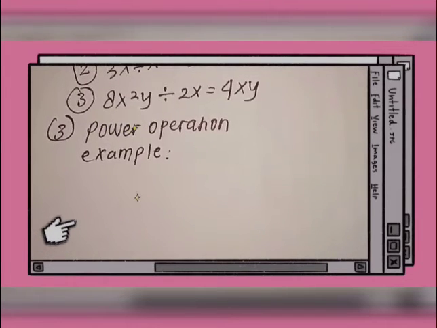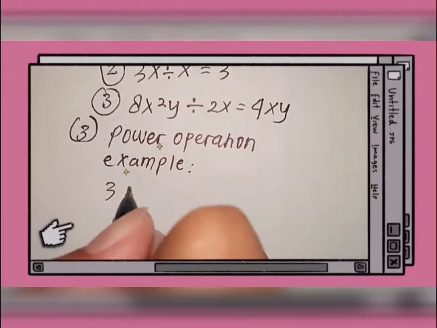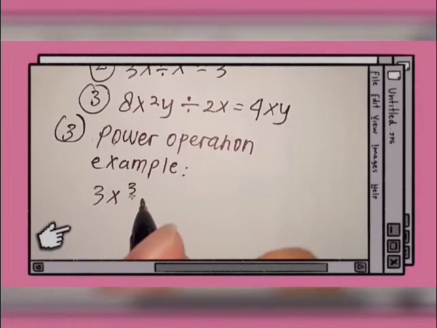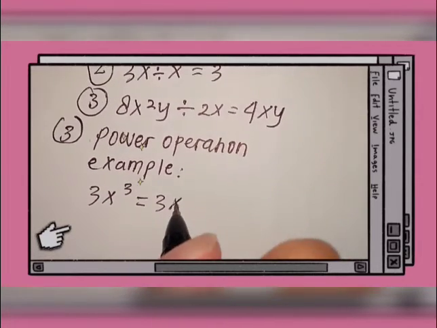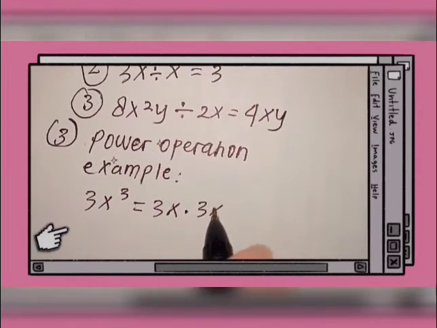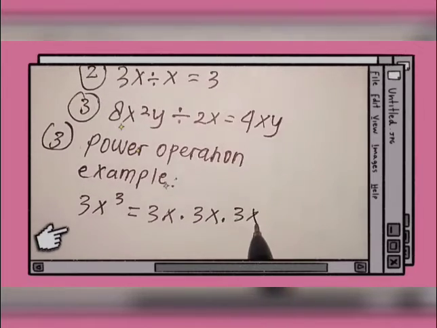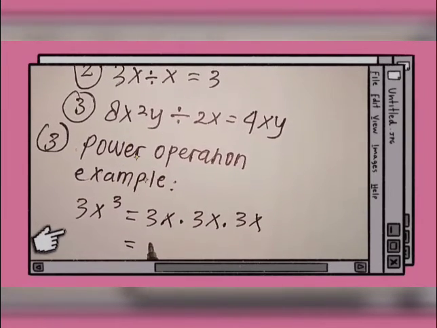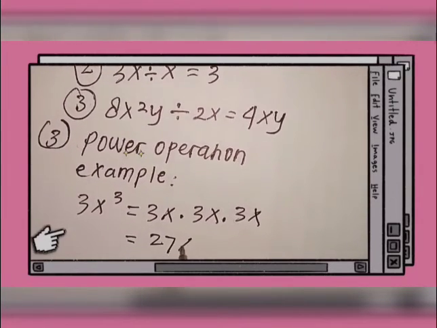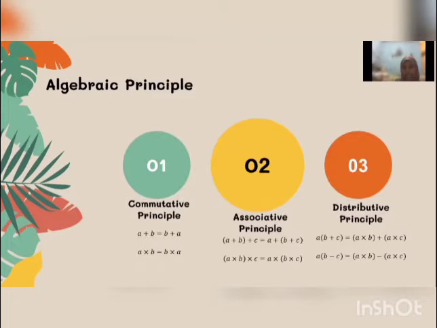Power operation example. 3x to the power of 3 equals 3x times 3x times 3x equals 27x to the power of 3. Algebraic principles. Number 1, commutative principle. The first, a plus b equals b plus a. Second, a times b equals b times a.